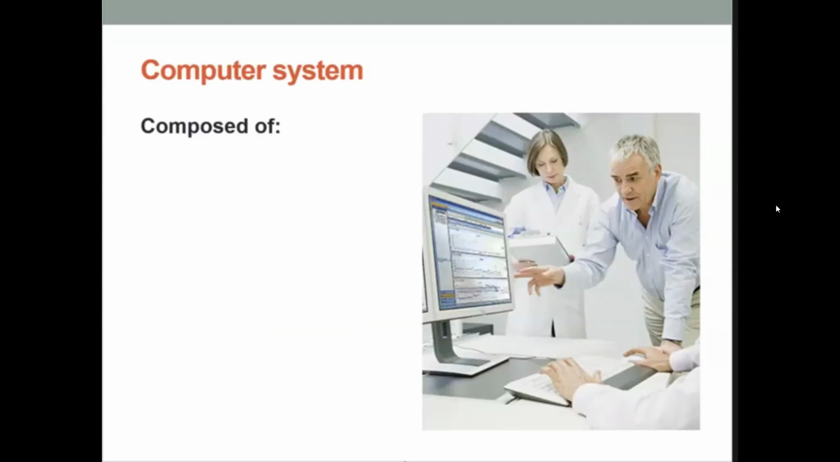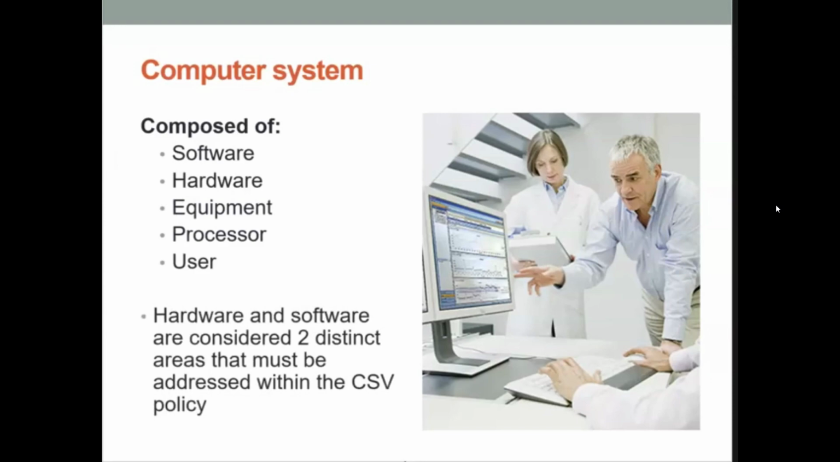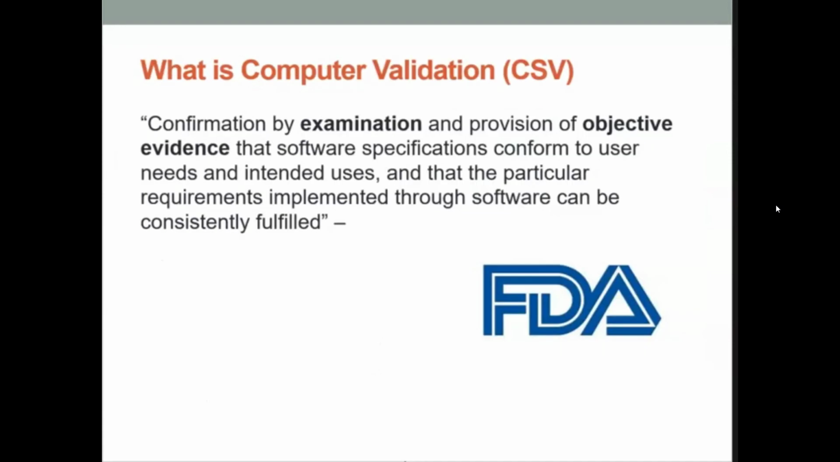The computer system is composed of software, hardware, equipment, processor, the user. Hardware and software are considered two distinct areas that must be addressed within the computer system validation policy. What is computer validation, known as CSV? It's confirmation by examination and provision of objective evidence that software specifications conform to user needs and intended uses, and that the particular requirements implemented through software can be consistently fulfilled. That is a definition from the FDA.